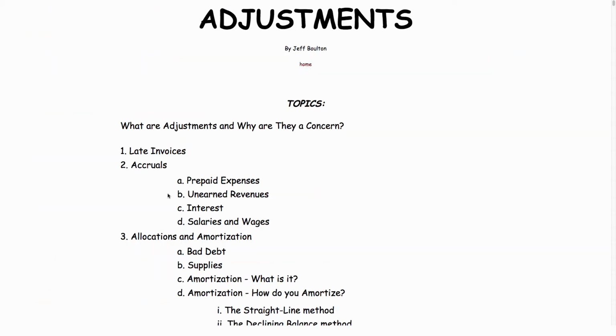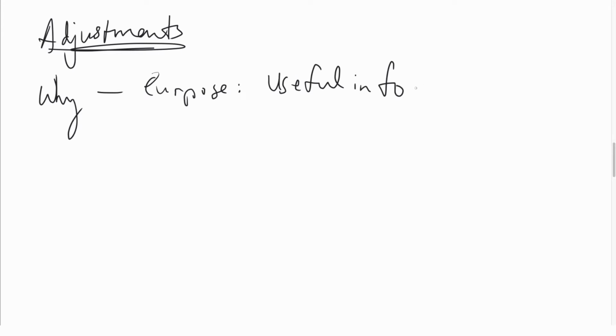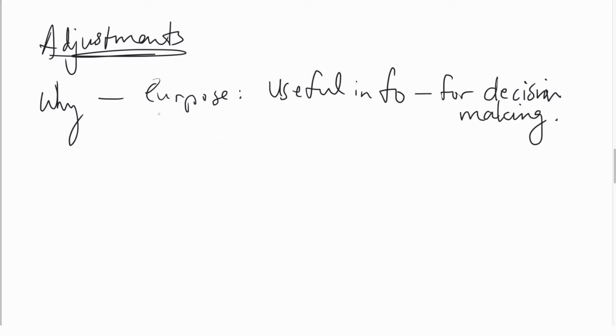So there's a whole bunch of reasons you need to do this, but I want to point out the theoretical reasons. On a quiz or a test, a written one, which I almost always give on adjustments, the why is basically going to be because of the purpose of accounting. And you recall what that is? Because that's going a ways back, right to the beginning of the course. The purpose of accounting is to produce useful information for decision making.